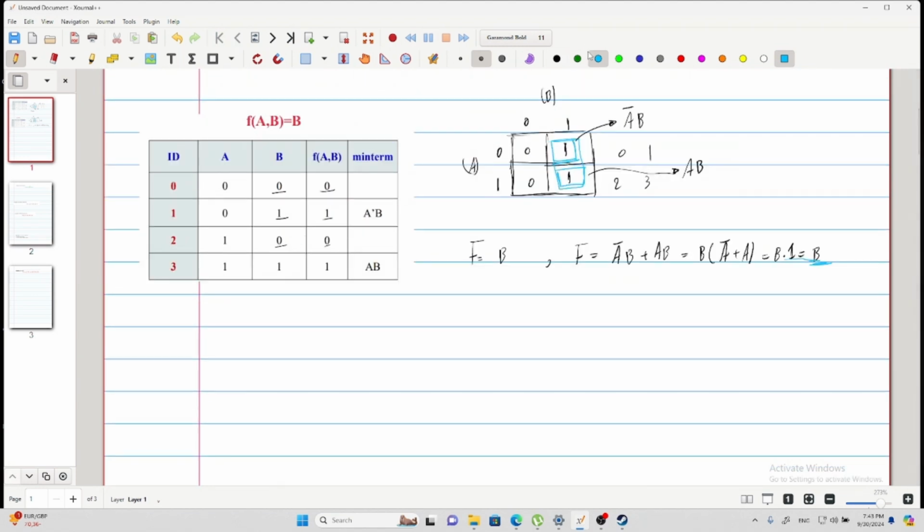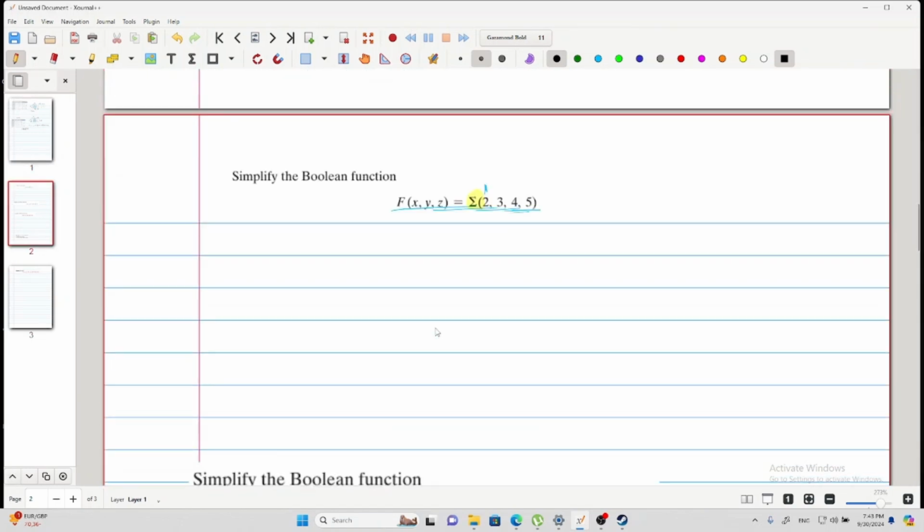So let's try to represent this using the same way. We have f of A, B is equal to the minterms, and here we look at the ones. The one here is going to be 1, and the other one is going to be 3. So when this is equal to 1, the function is equal to 1, and when this is equal to 3, it is equal to 1. So this is one way of representing it, so instead of using the truth table, we're representing it using this notation.